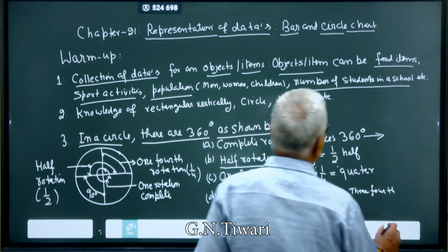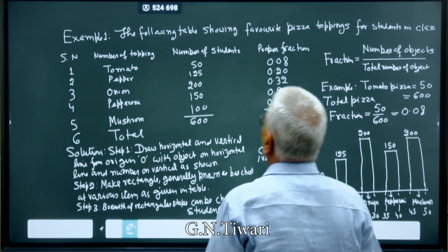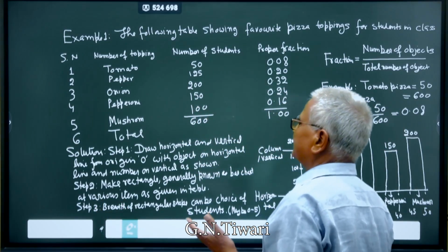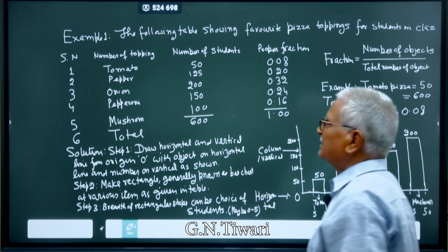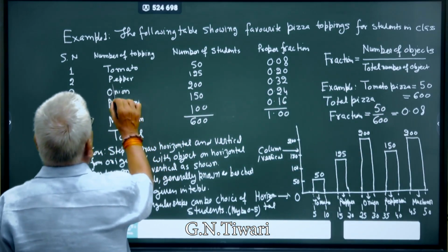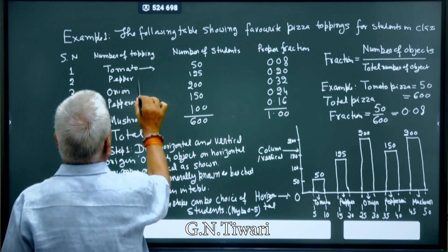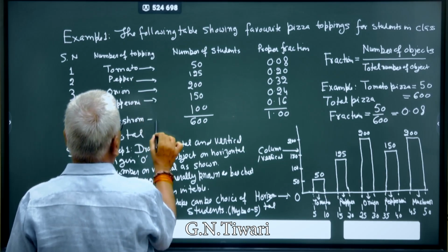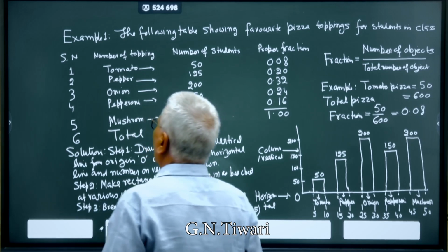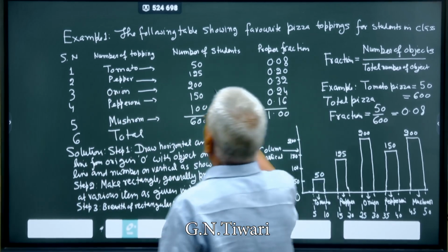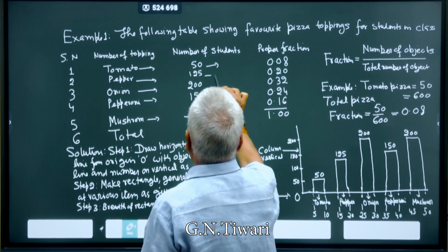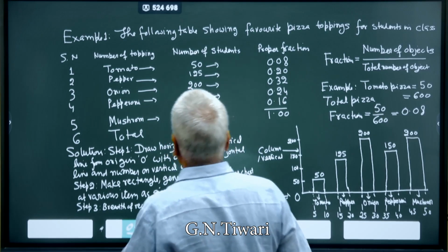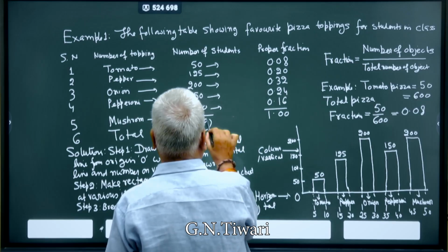Now, how will you convert this? I am just giving one example. Pizza is a very important thing, and pizza is also of different toppings. Suppose first one is the tomato, second is the pepper, onion, pepperoni and mushroom. There are 5 types of pizza, and the choice of the students, number of the choice, is 50, 125, 200, 150 and 100. Total number of the pizza is 600. This is very, very important.